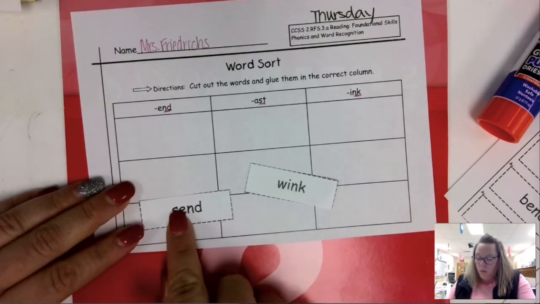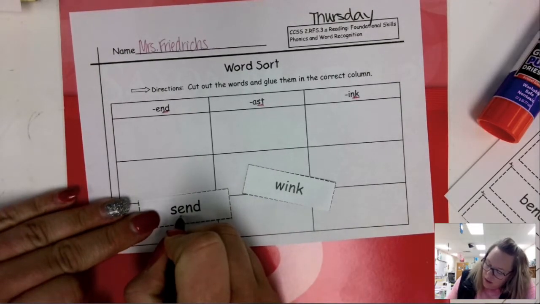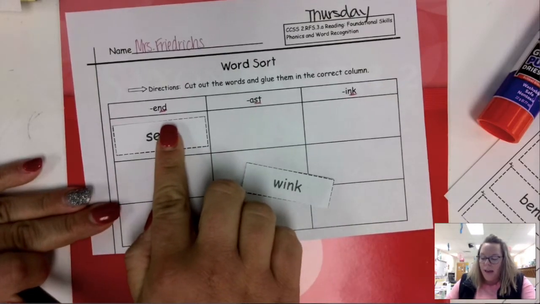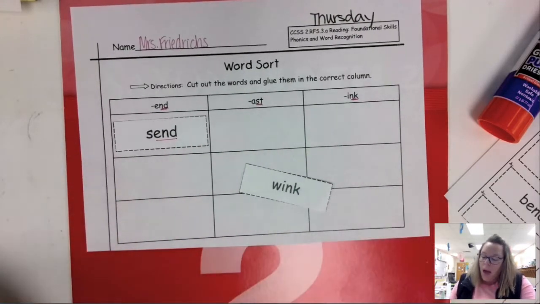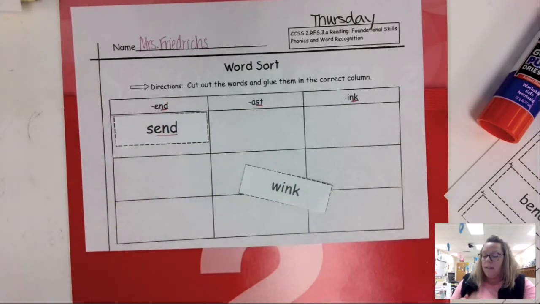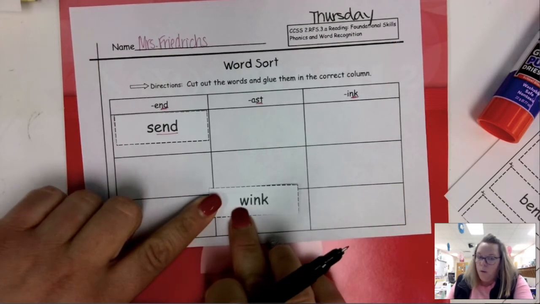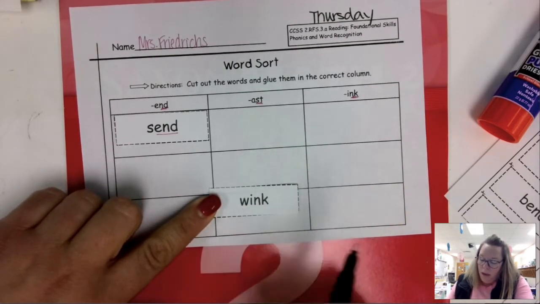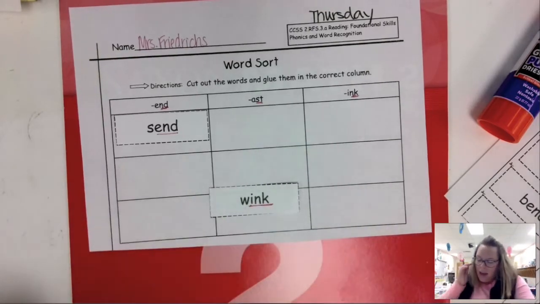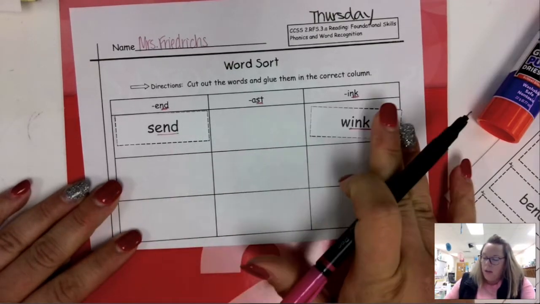So this word says send, and I can see that it ends with the END, and so I need to put send right here. I would actually like you to underline that ending part to know exactly where it goes. This other word that we have here is wink, and that INK, especially that NK, is the end blend. And so where is that going to go? Well, it's going to go up in this column here, isn't it?